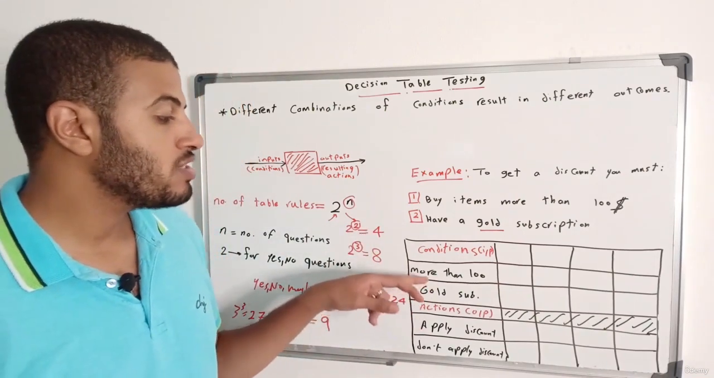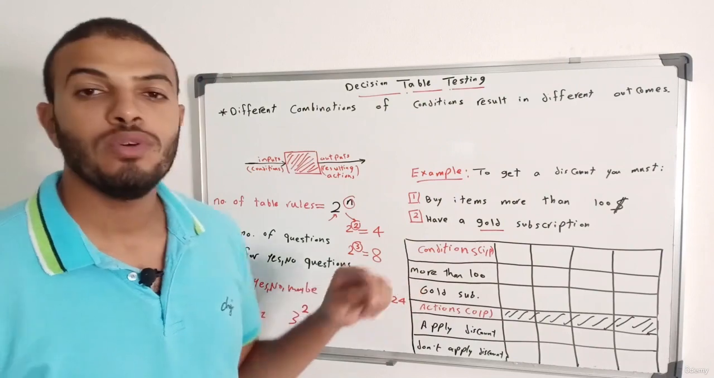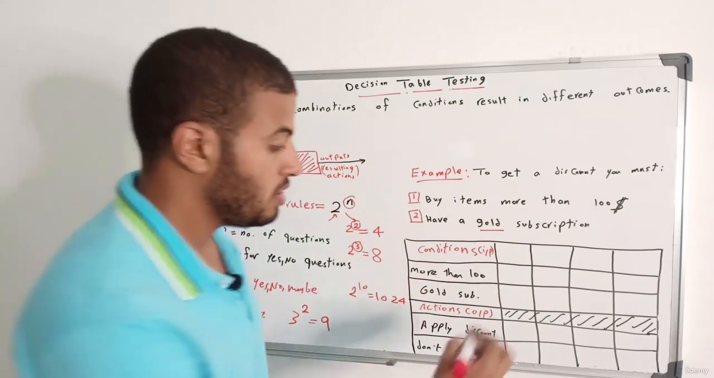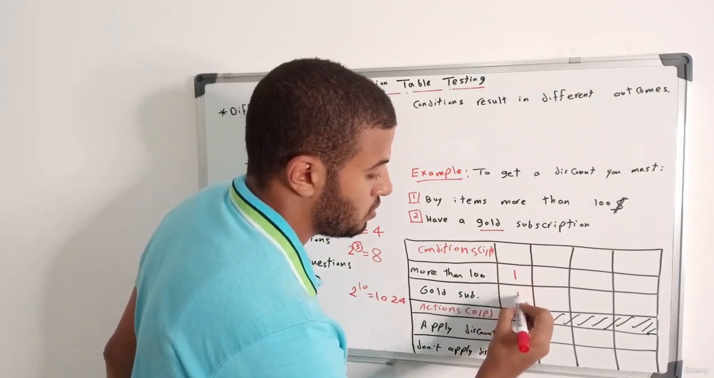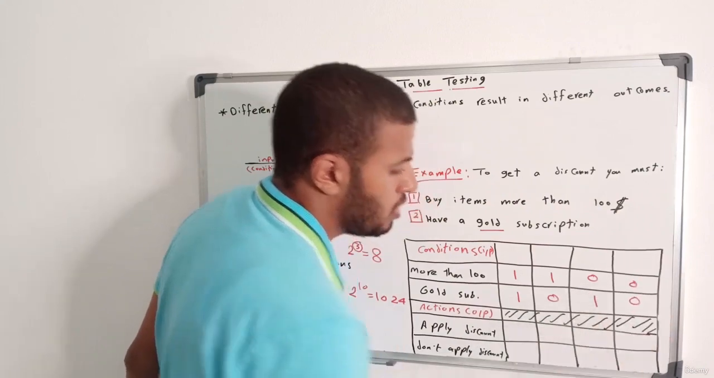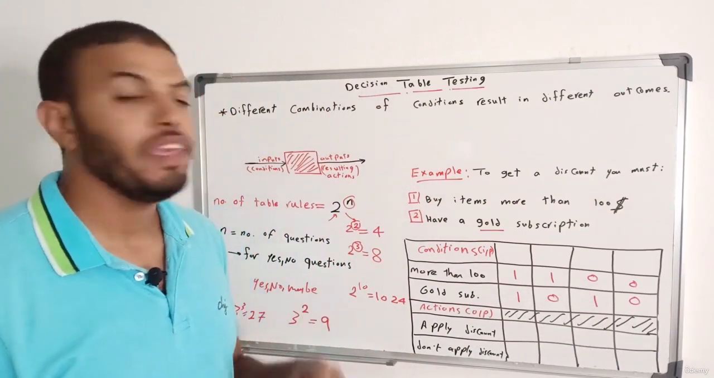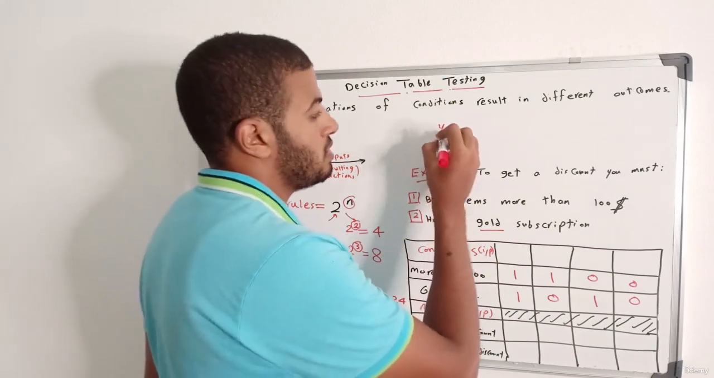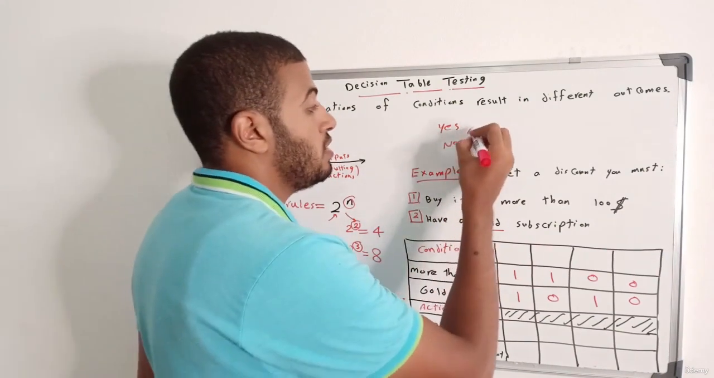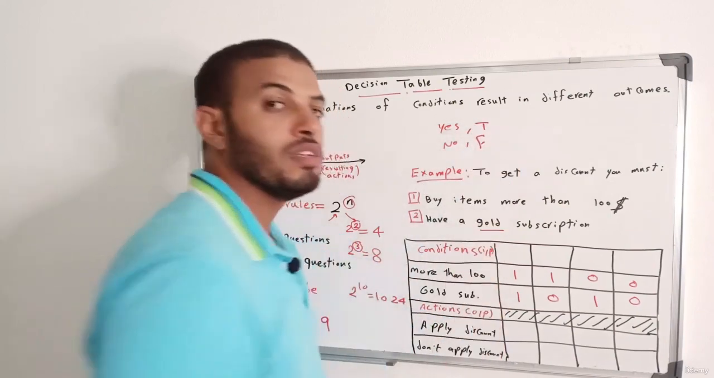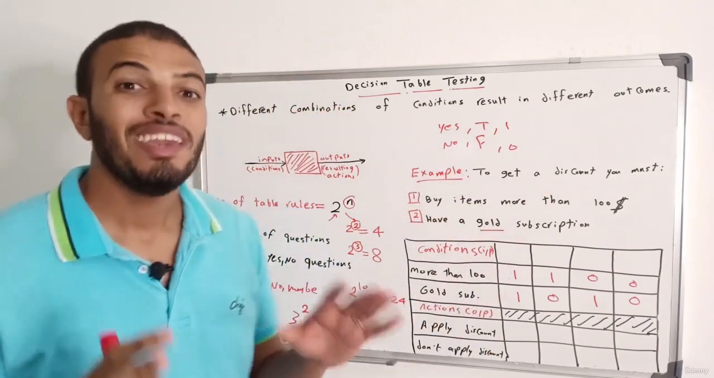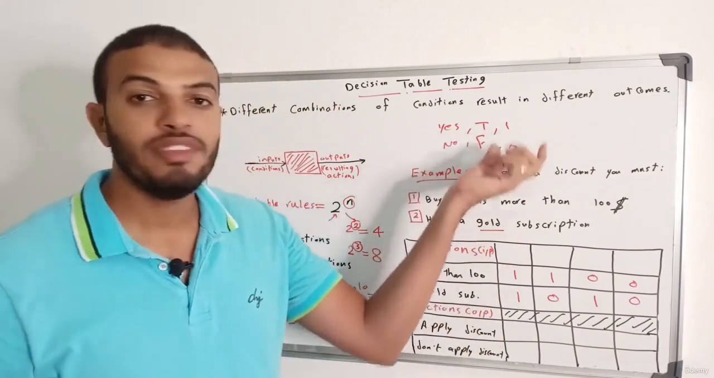So the first person, more than $100 and gold subscription. We have 4 combinations. We may say 1, 1; 1, 0; 0, 1; 0, 0. What is 1 and 0? Okay, some people say yes and no. This is okay. Some people say true and false. This is also okay. And some people say 1 and 0. Any decision table might have any of these 3 types.